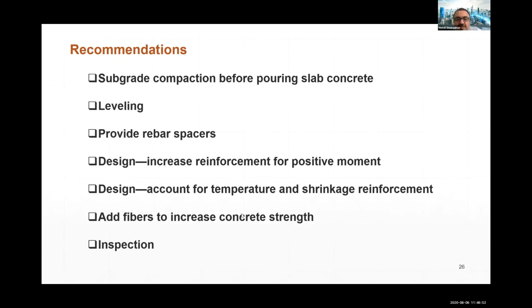As a recommendation, subgrade compaction before pouring the slab concrete is recommended.